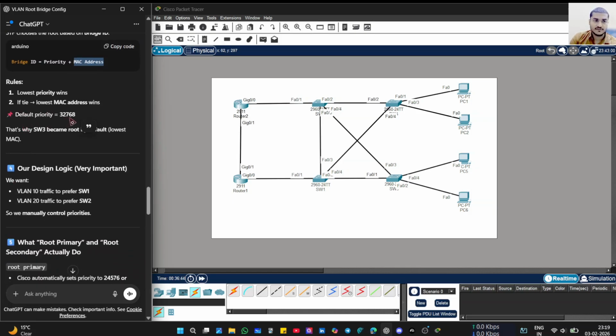The default priority is 32768. This is the default priority number, and it applies everywhere.